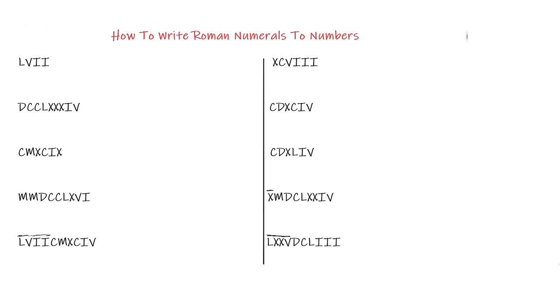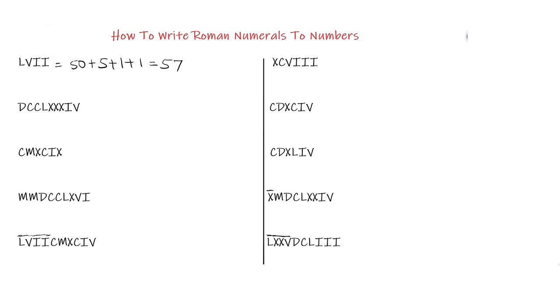52,417. How to write Roman numerals to numbers? So we have the numbers already written here and we will convert these Roman numerals into numbers. Our first Roman numeral is LVII. This is equal to, L is 50 plus V is 5 plus 1 plus 1. I are 1 1. So this is equal to 50 plus 5 is 55, 56, 57.